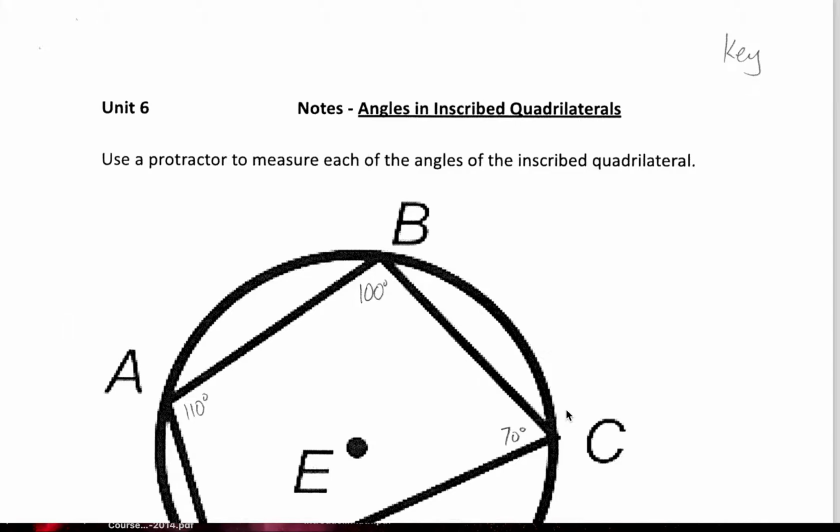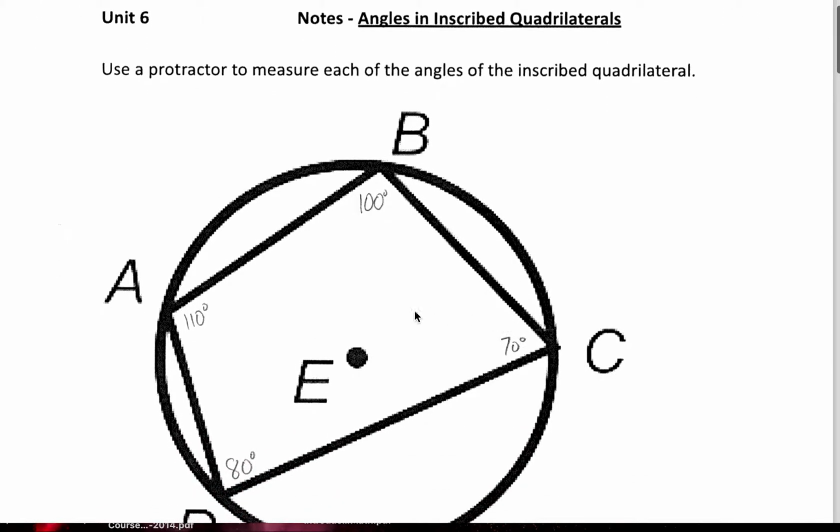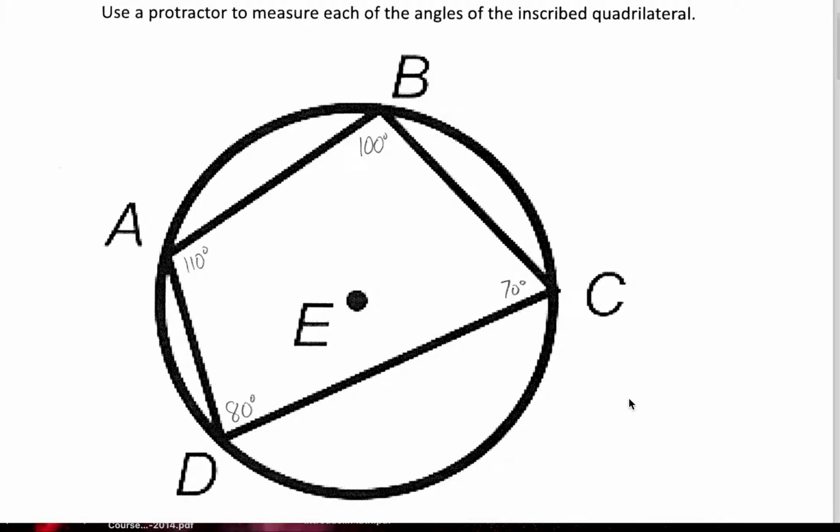In this video, we're going to be talking about how we can find measures of angles in inscribed quadrilaterals. So what does that mean? That means that we have a quadrilateral shape that is drawn inside of a circle so that its vertices are all touching the outside of the circle. So there's going to be some unique relationships involving these measures of angles inside.